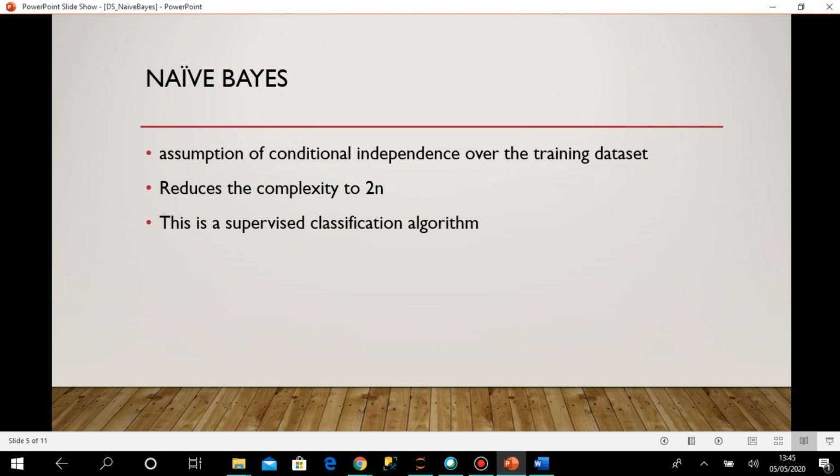This is a supervised classification algorithm. It is called naive Bayes because it is based on Bayes theorem, and the name is given as naive Bayes. The naive has come from the assumption that the features are independent of each other, because this assumption has made this algorithm simple. Otherwise it is going to be very complicated.